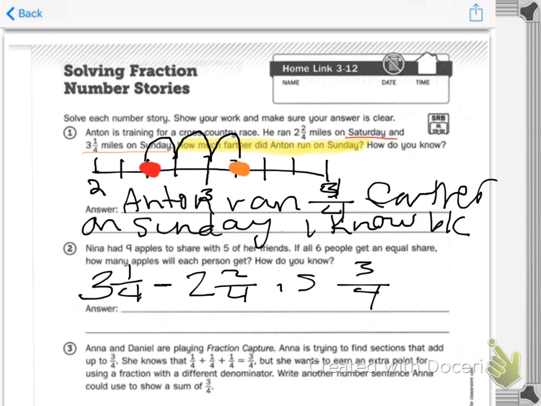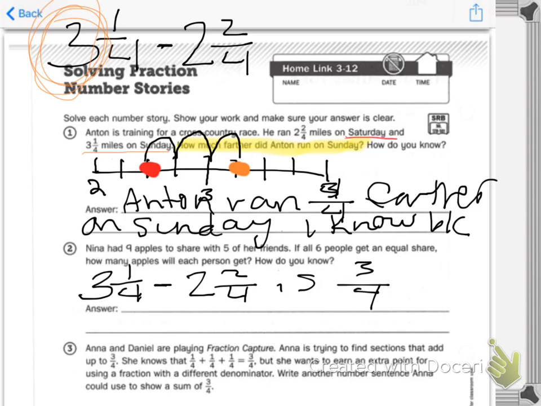Now, let's say you didn't want to draw a picture. What's another way you could do this? You can subtract. If I have 3 1/4 minus 2 2/4, it looks like I can subtract, but can I? No, because I can't take 2 away from 1. So I need to turn 3 into a whole number. I need to take a whole away. So I'm going to turn it to 2, and I need 4/4 plus 1/4.